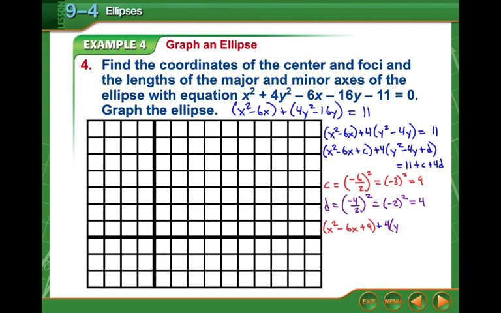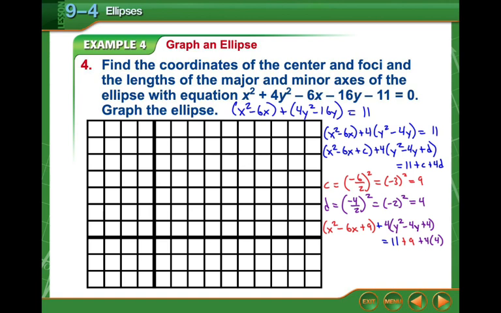There's that other one, y squared minus 4y plus 4. And all of this is going to be equal to 11 plus 9 plus 4 times 4.